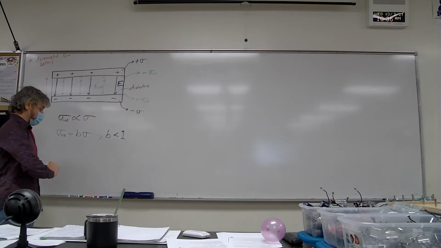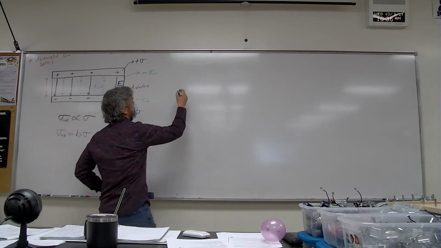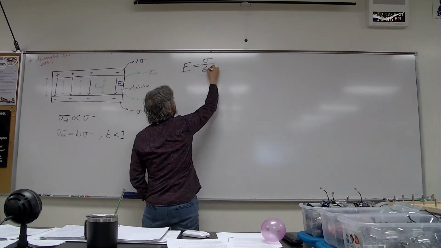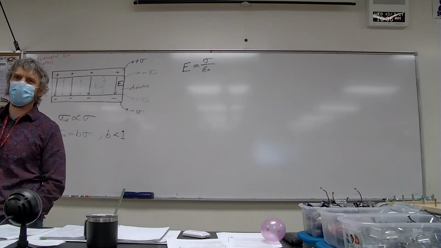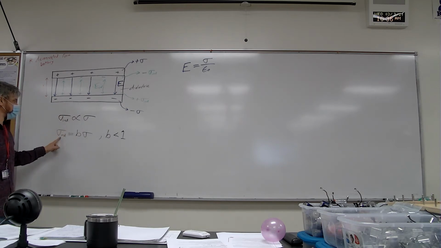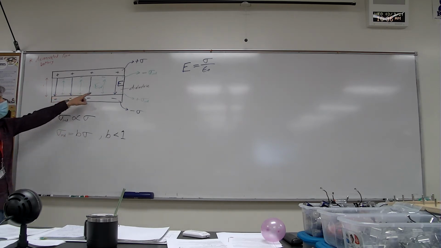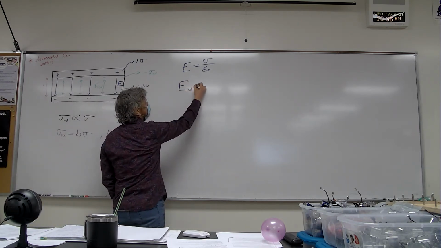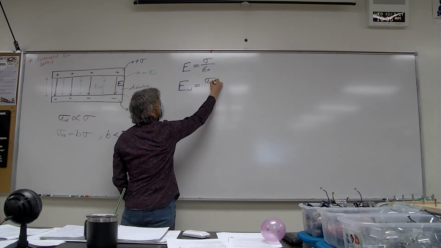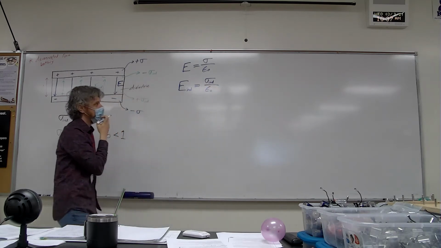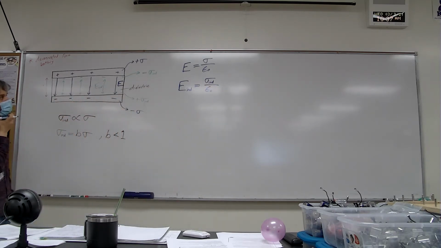And then you want to remember that the electric field is sigma over epsilon naught for a parallel plate capacitor with air or vacuum between the plates. That's the equation. So it's directly proportional to charge density. So if I have induced this electric field inside, that E induced will be equal to the induced sigma, the induced charge density, over epsilon naught. Right? You following me so far?